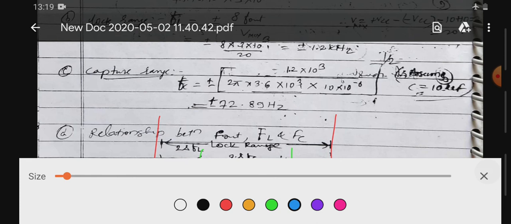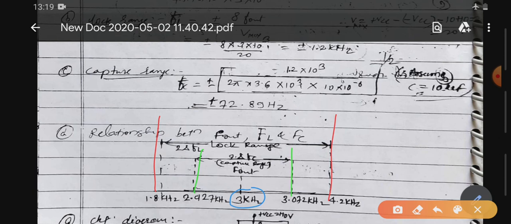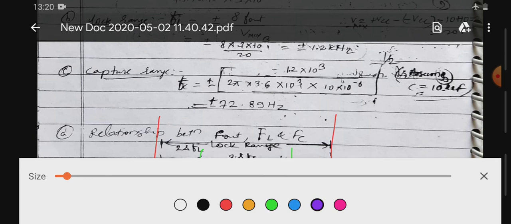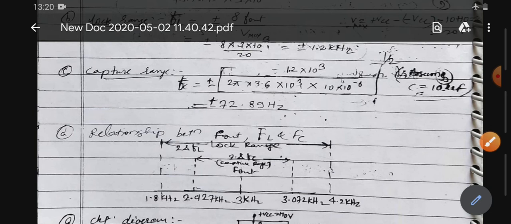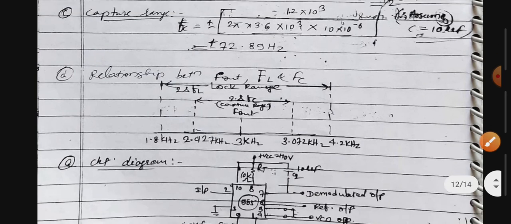Okay, and there is a center frequency FO given as 3 kilohertz. 3 kilohertz में ऐड करके मिला है अपर एज ऑफ कैप्चर रेंज, माइनस करके मिला है लोअर एज ऑफ कैप्चर रेंज. सिमिलरली उसमें ही ऐड करके मिला है अपर एज ऑफ लॉक रेंज, और उसमें माइनस करके मिला है लोअर एज ऑफ लॉक रेंज. कितना वैल्यू माइनस किया और कितना प्लस किया, जो आंसर आया है वो प्लस माइनस. Okay, so this is the relationship between center frequency FL and FC, and finally the circuit diagram.